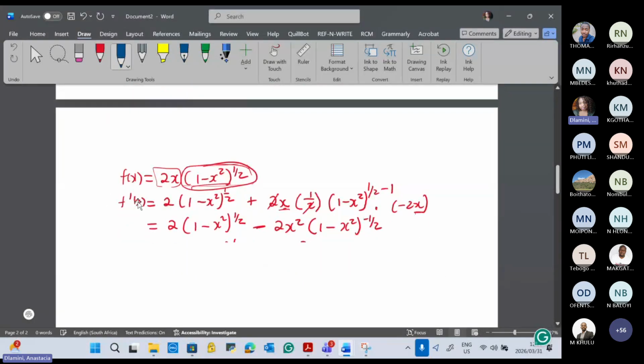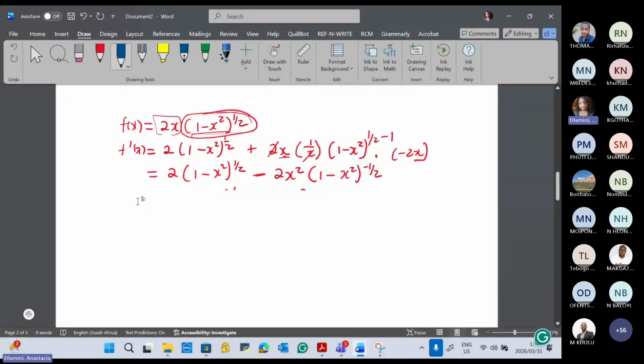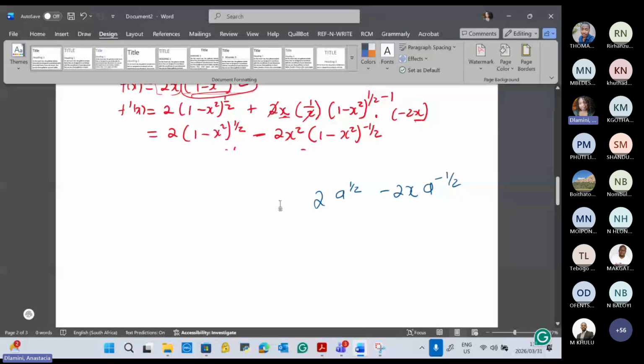Okay, so someone was asking, how do we factorize this? Let me just show you with a simple example. For example, if you have a to the power of half, and let's say you have 2 here, and then you have minus 2x a to the power of negative half, and you want to factorize this. Do you see that there's a to the power of half and a to the power of negative half?